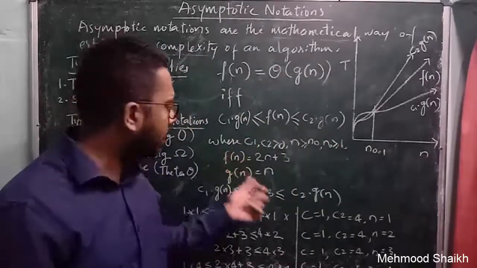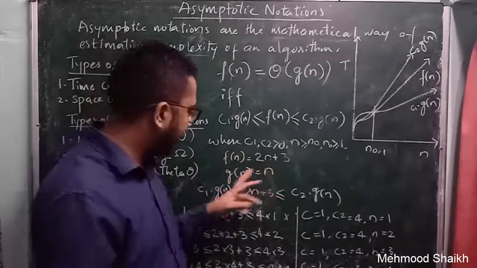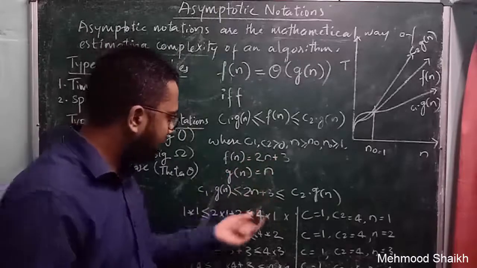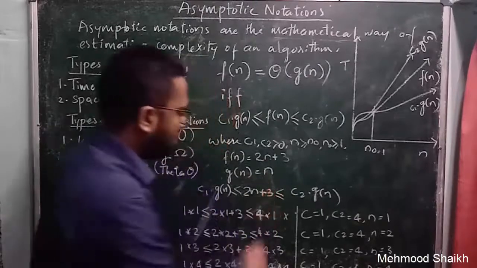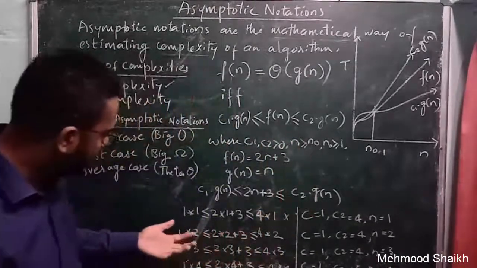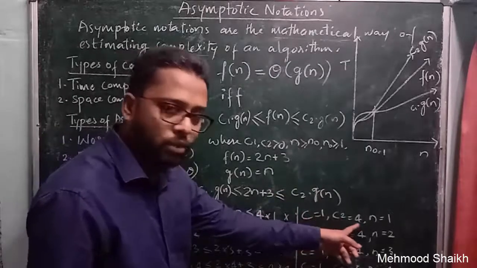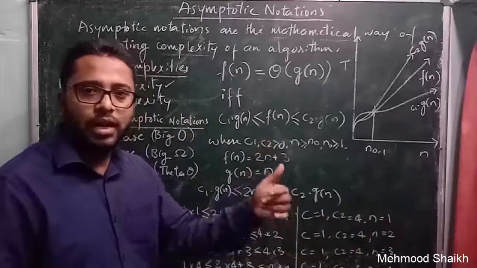Okay, so now here I have taken f of n equal to 2n plus 3 and g of n equal to n, and we will put these in this expression to evaluate whether this expression is satisfied or not. Here you can see I have taken the value of c1 as 1 and the value of c2 as 4 and the value of n equal to 1. That means there is one step in the algorithm.